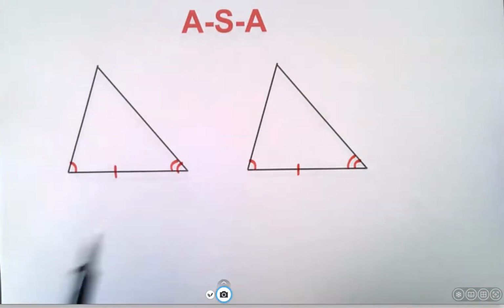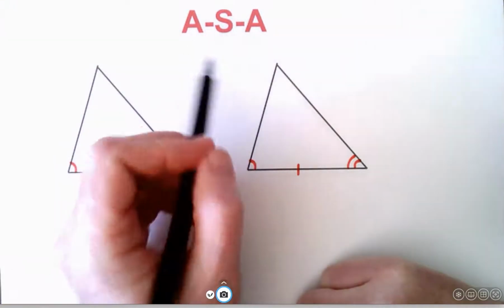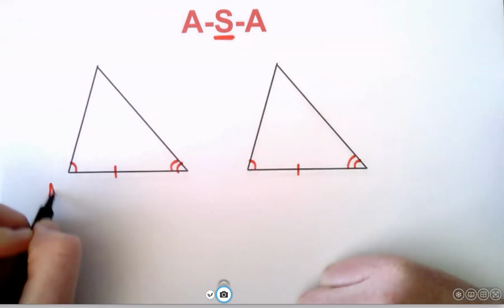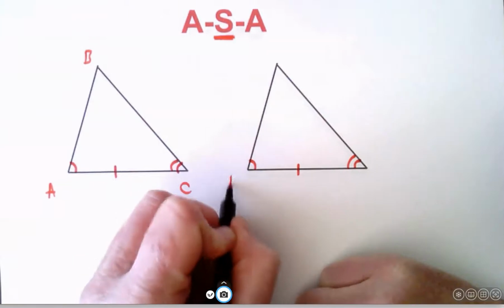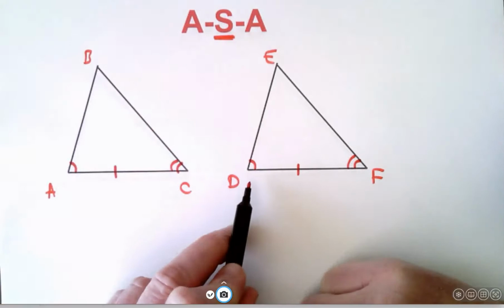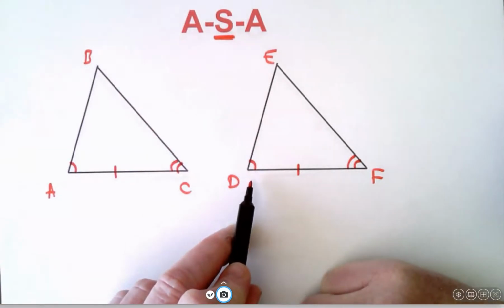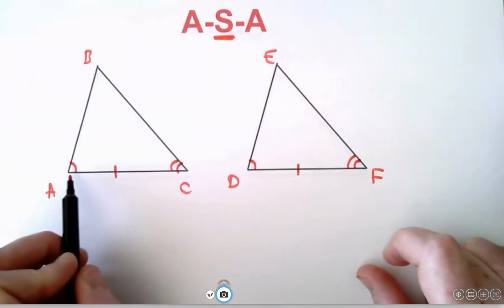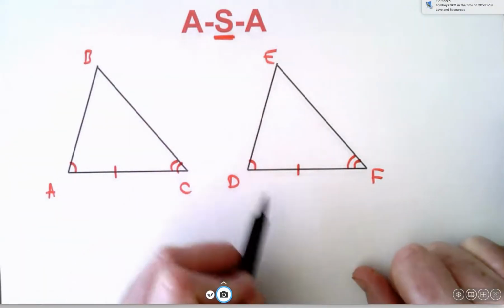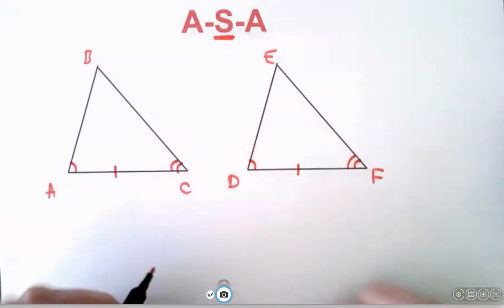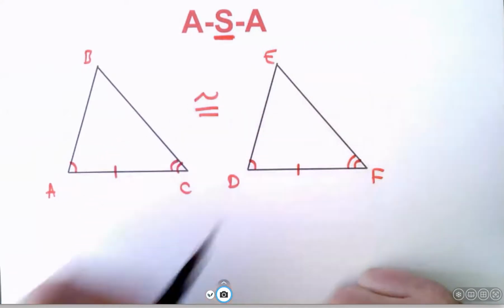Angle, side, angle. This one says if you have two angles and the side in between them that are equal, those triangles are congruent. So here we have angle A congruent to angle D. Angle C and angle F are also congruent. And this side, AC, is congruent to DF, right? The included side. Then we know these triangles are congruent.